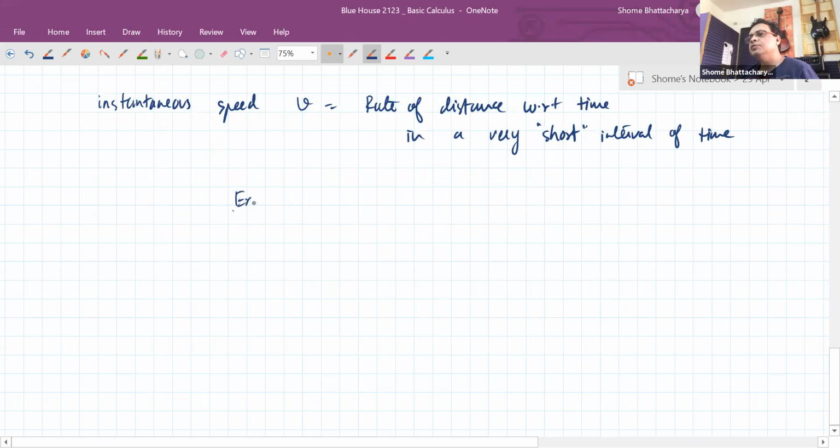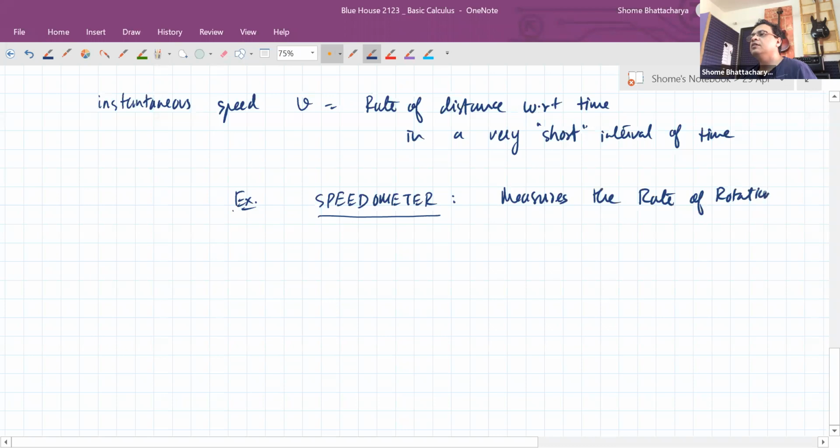So for example, the speedometer is basically a device which is hooked to the axle of the wheel. So it measures the rate at which the axle of the wheel is rotating, and therefore it can measure the rate at which the wheels are rotating. So it measures the rate of rotation. In fact, in the language of mechanical engineering or automobile engineering, you might have heard the term RPM. What is RPM? Rotations per minute, or rounds per minute. So it measures the rate of rotation.